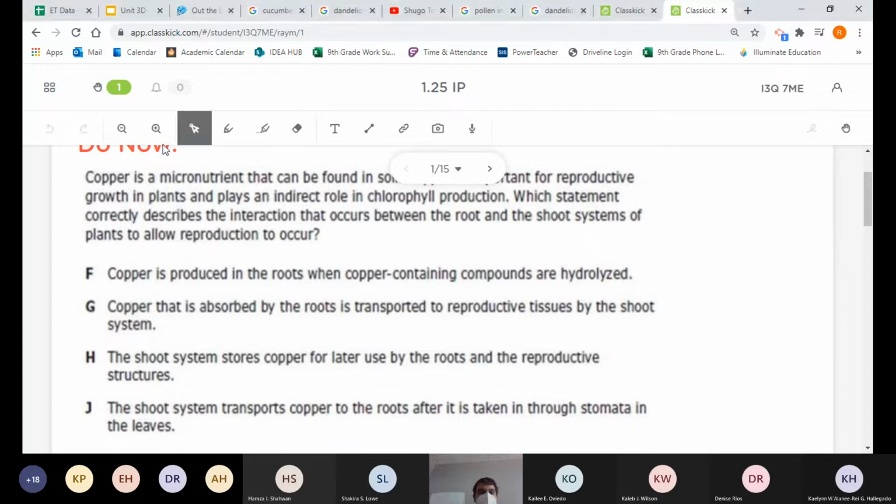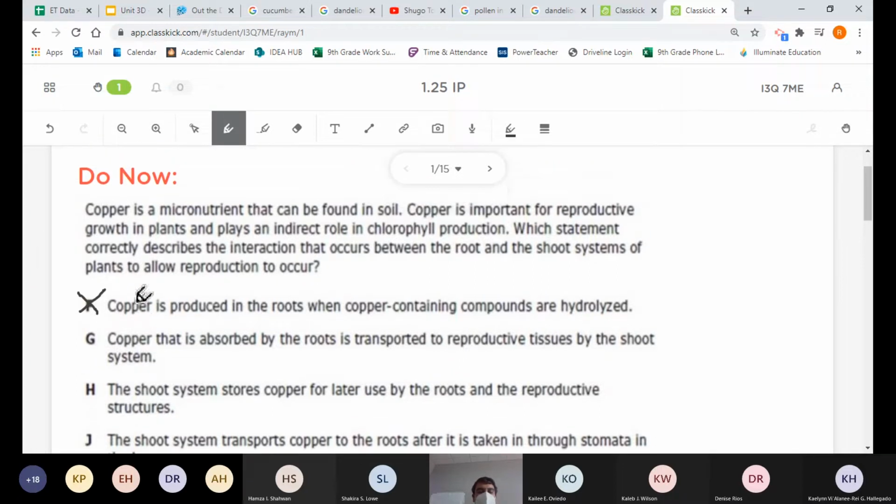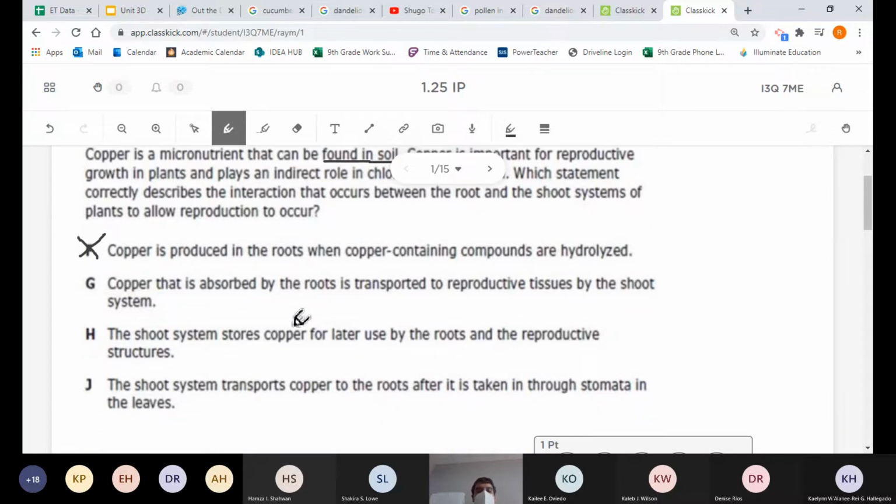F. Very good. So, copper is produced in the roots when copper-containing compounds are hydrolyzed. Holy smoke. First sentence: copper is a micronutrient that can be found in soil. So copper is not being produced. Copper is already there in the soil. So you get rid of F because copper is not being produced. Bam. Easy. Thank you, Mazari.